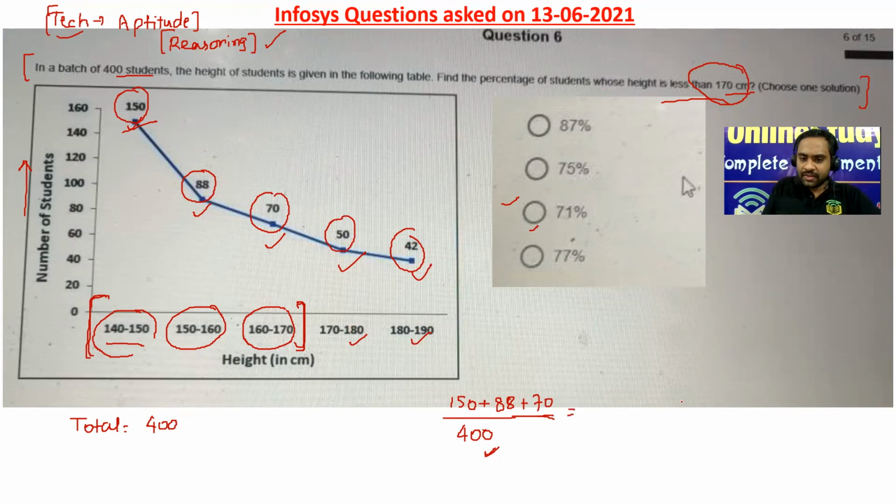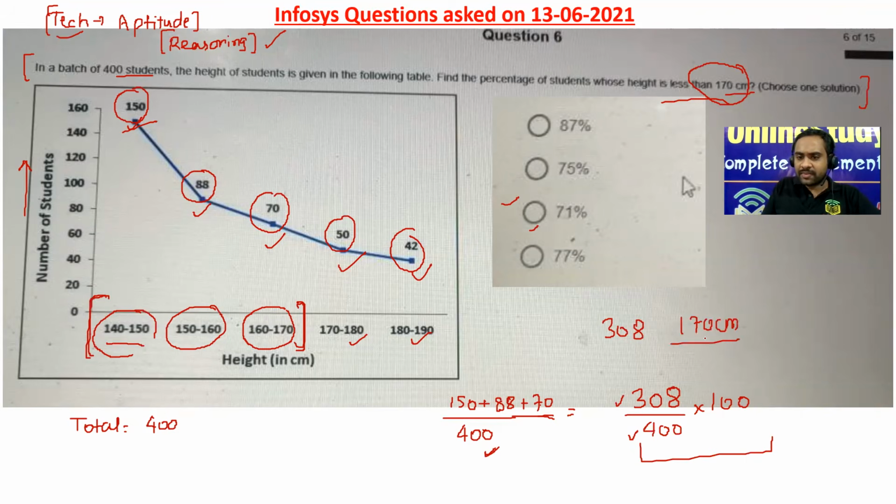Now please add this. 8, and then 7 plus 8 is 15, and 15 plus 5 will be 20, so 2 will be in hand: 308 divided by 400. Basically you need to calculate the percentage, so you will also multiply by 100, right? Out of a total of 400 students, 308 students have height less than 170 centimeter. Now 20 and 20 cancelled, 4 sevens are 28, again 4 sevens are 28, so 77%. So we have option D, 77%.